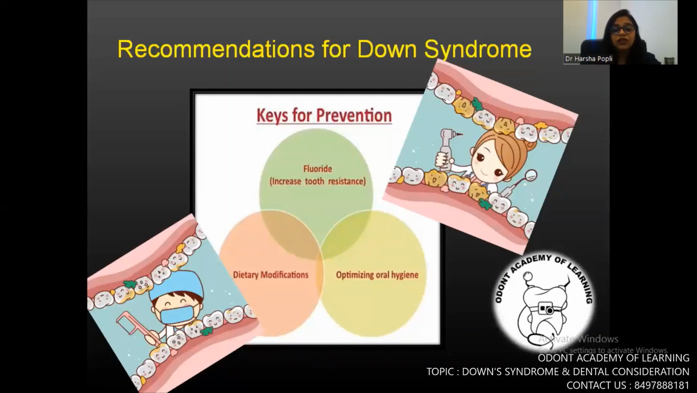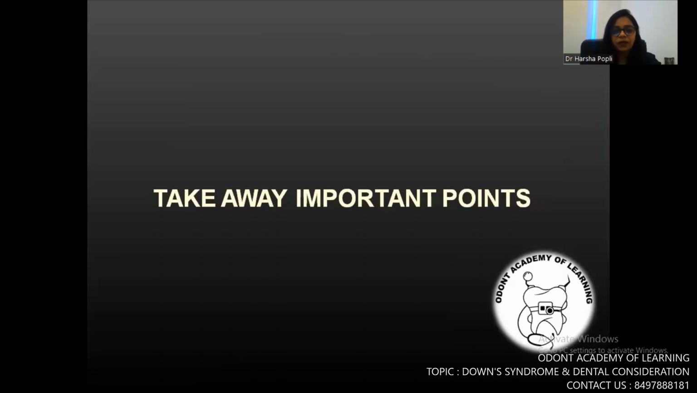Some dietary modifications we have to make. We need to ask them to lower the sugar and carbohydrate content. And as the patients have orthodontic problems too, the treatment protocols will vary with the cases. Some important takeaway points: Down syndrome is the most common genetic disorder and the most common intellectual disability. If this question is asked, the most common intellectual disability, the answer will be Down syndrome. Their IQ level is 50 and it is also called trisomy 21.